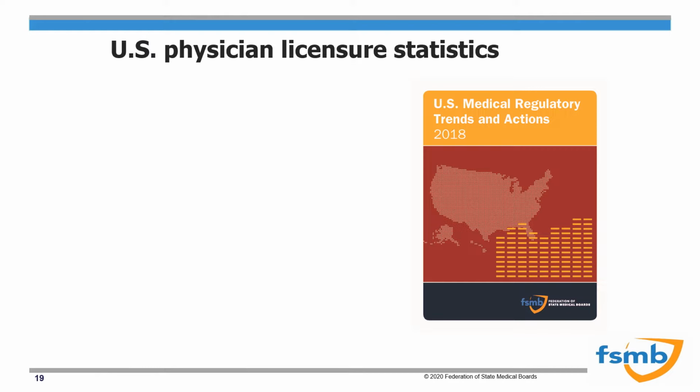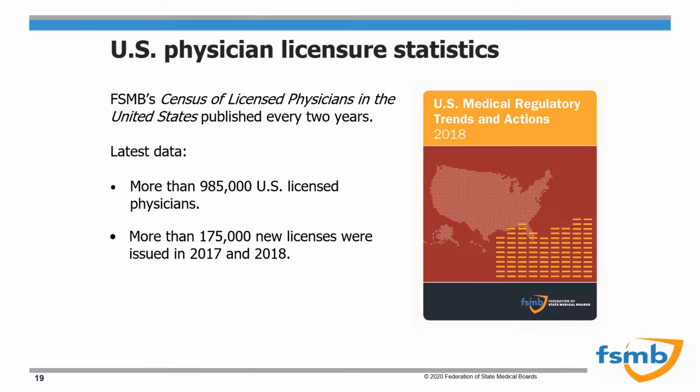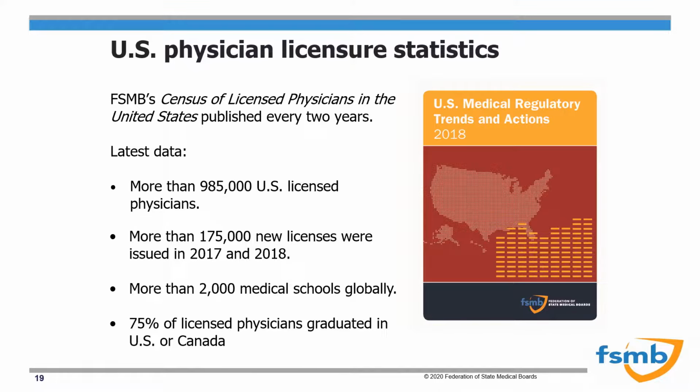Every 2 years, the FSMB publishes its Census of Licensed Physicians in the United States, the nation's most comprehensive data source about licensed physicians. The most recent information from the FSMB offers a snapshot of medical licensure in the United States. There are more than 985,000 currently licensed U.S. physicians. In 2017 and 2018, more than 175,000 new medical licenses were issued in the United States. In 2018, physicians graduated from more than 2,000 medical schools in 167 countries around the world. Roughly 75% of licensed physicians graduate from U.S. or Canadian medical schools.